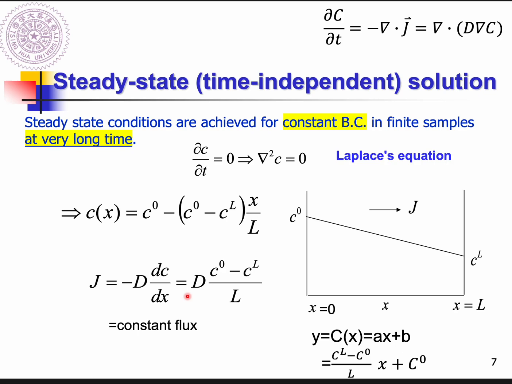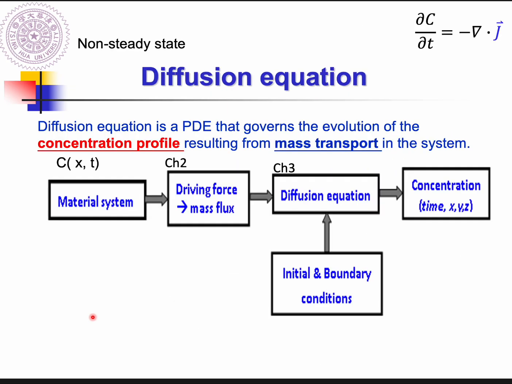Okay, so this is easy, right? By measuring the concentration profile, you get the flux. Because you already have the atomic flux, you can get the entropy production rate for these conditions, for these experiments. Okay, so let's move to the more important, more difficult and complicated one, the non-steady state.